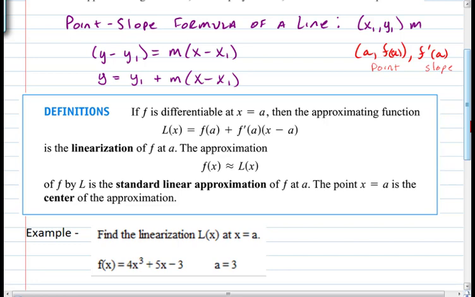All right. So here's the definition. If f is differentiable at x equals a, then the approximating function is the linearization of f at a. And that means that your function is approximately equal to this linear function. So no matter how complex your function is, we can come up with a linear equation that approximates your function at that point.